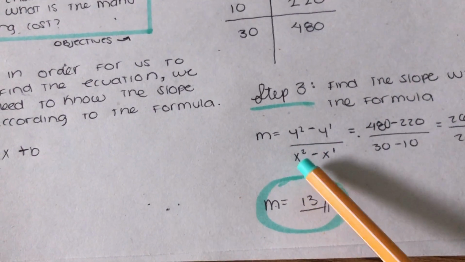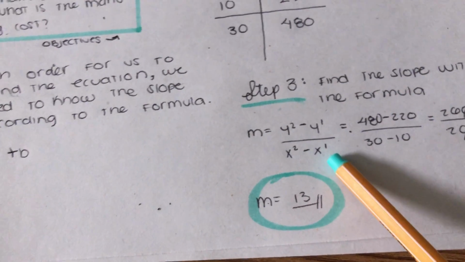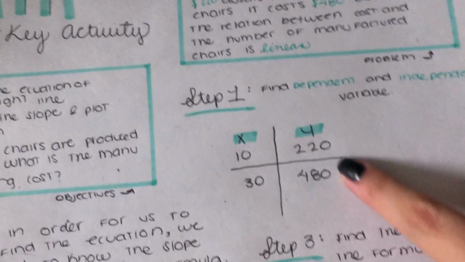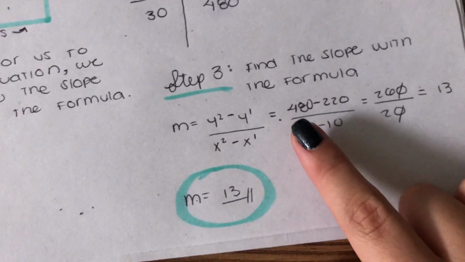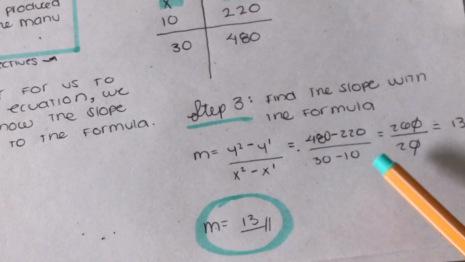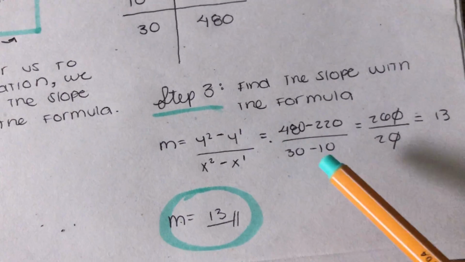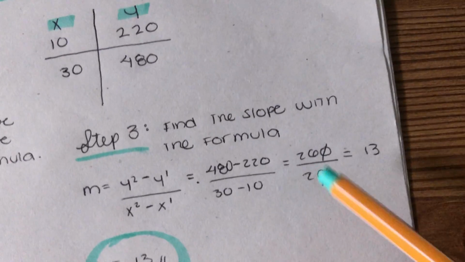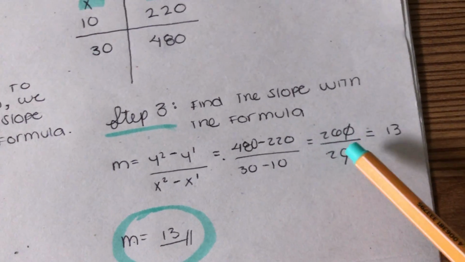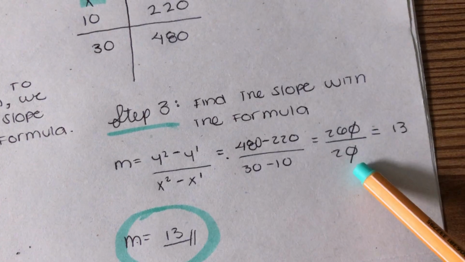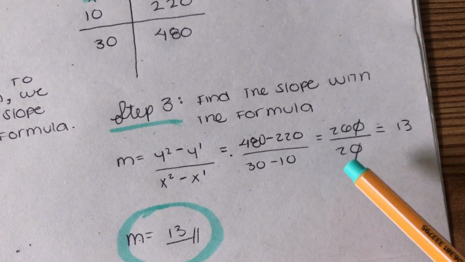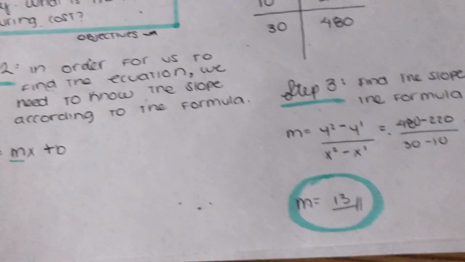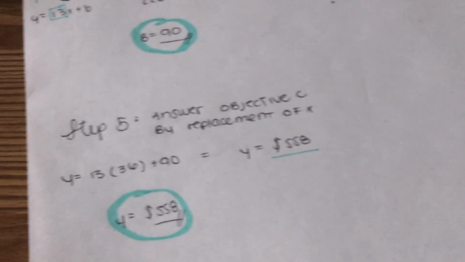between x2 minus x1. This equals, replacing it with the values of x and y, 480 minus 220 between 30 minus 10. This gives us a result of 260 between 20, and we cancel the zeros, and we have 26 between 2, which is 13. So m is 13.